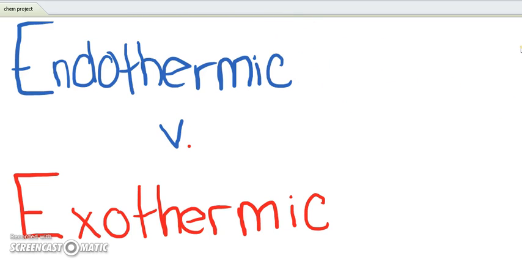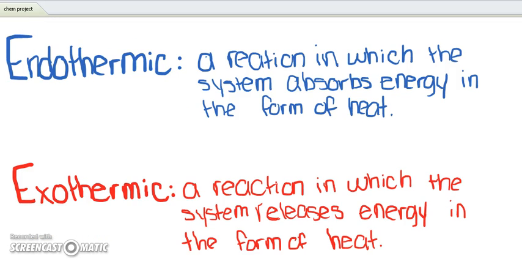So first we're going to start with the definition of each. Endothermic reaction is a reaction in which the system absorbs energy in the form of heat. And exothermic is a reaction in which the system releases energy in the form of heat.